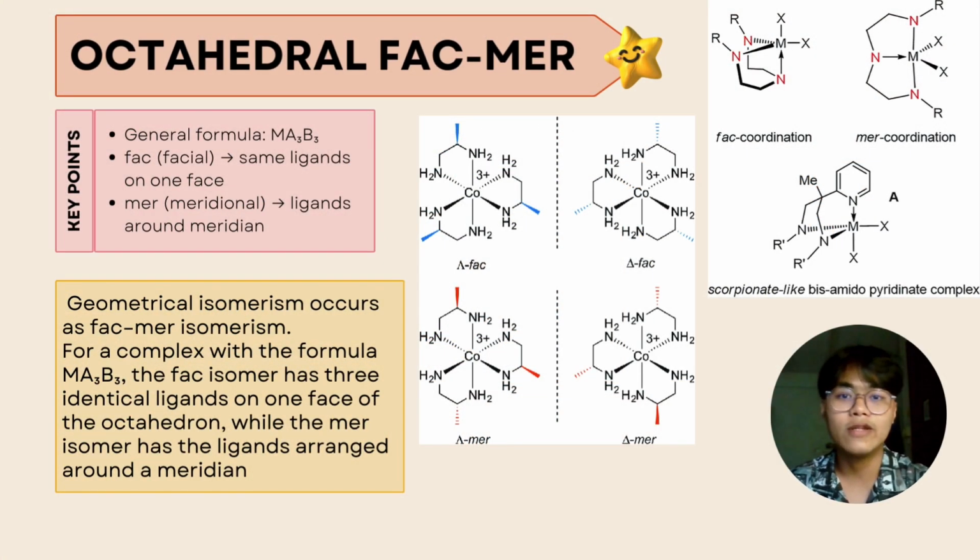Next is octahedral fac-mer. In octahedral complexes, geometrical isomerism occurs as fac-mer isomerism. For a complex with the formula MA3B3, the fac isomer has three identical ligands on one face of the octahedron, while the mer isomer has the ligands arranged around a meridian.